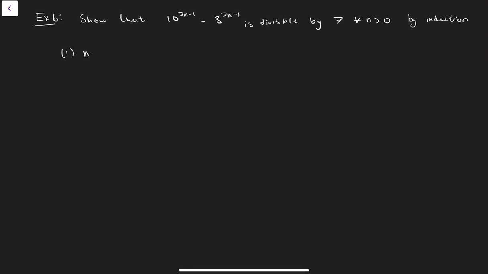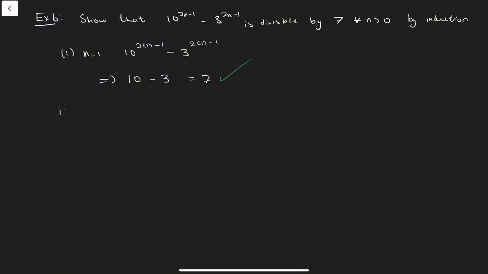Well, in the base case, we have n is equal to 1. And when we do that, we have 10 raised to 2 multiplied by 1 minus 1, minus 3 raised to 2 times 1 minus 1. Well, this is just equivalent to 10 minus 3, which is equal to 7. Well, 7 is certainly divisible by 7, so we can say that holds.